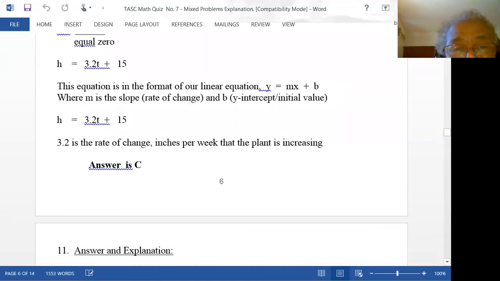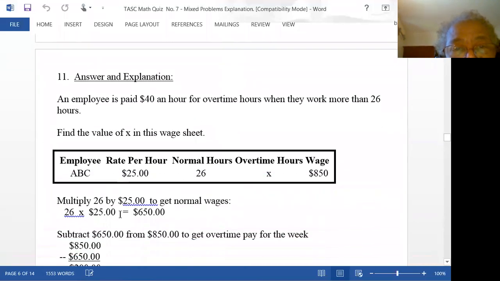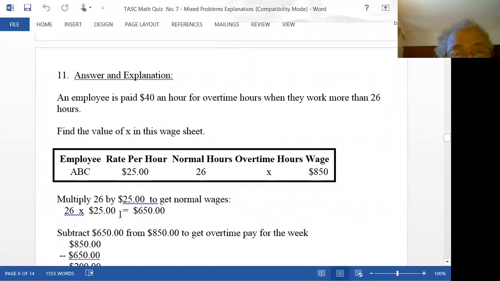Okay, let's go to our next problem. Next problem, you're given a wage sheet of an employee who is paid regular hours and overtime hours. Now look in the wage sheet. You have $25 per hour, that's the regular pay. 26, the normal hours. Wages with overtime is $8.50, and the overtime hours is what we are looking for. And you're given that the pay is $40 an hour for overtime.